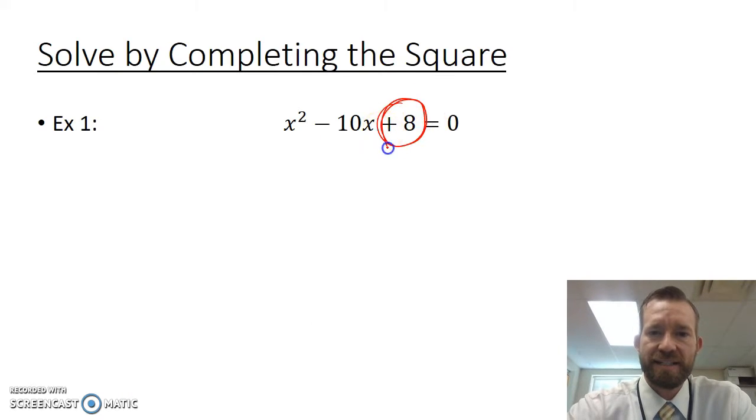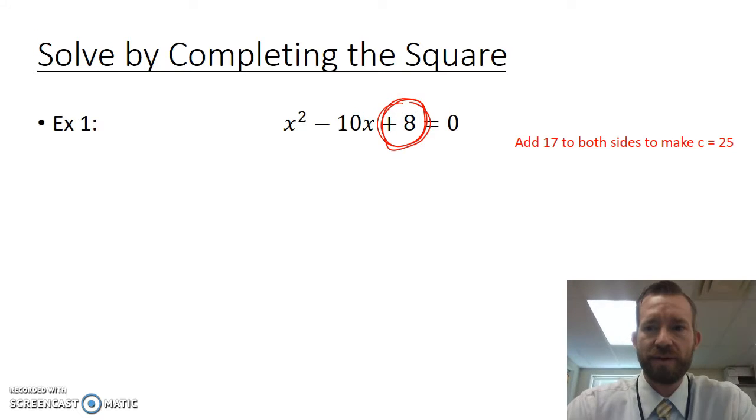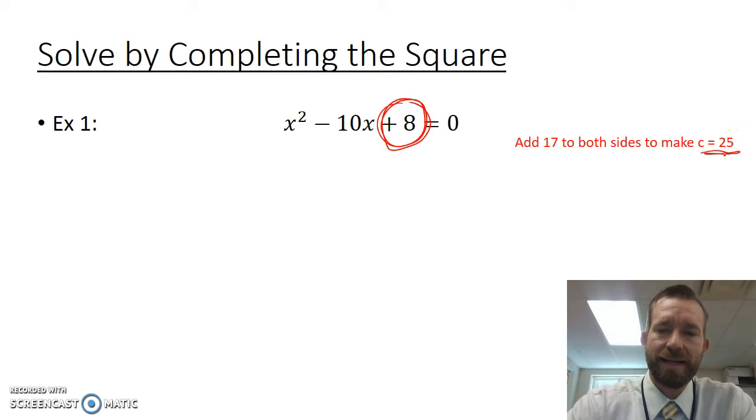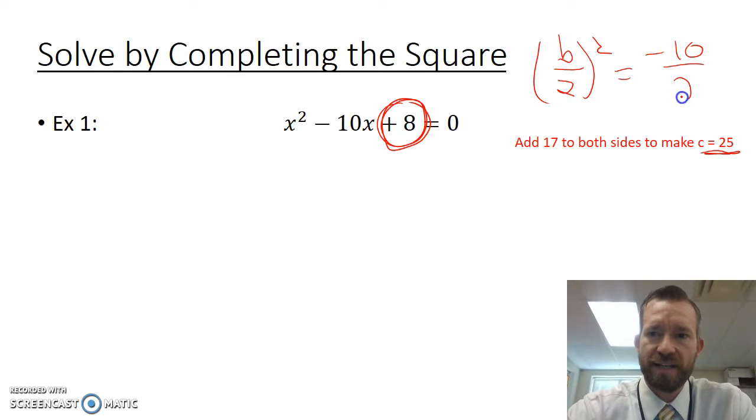Well, the idea is that is not the number that you want. So what we want is the value of c equals 25. How do you get that? Well, you just use our rule. The rule says b over 2, and then we're going to square it. In this case, b is negative 10. We take that, divide it by 2, and square that number. That's where we come up with the 25.